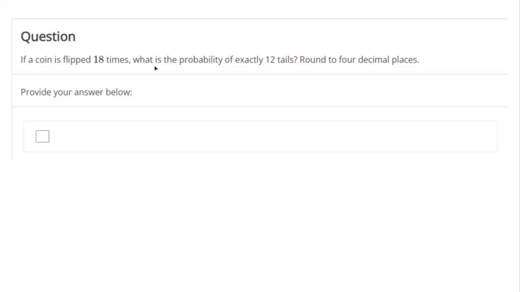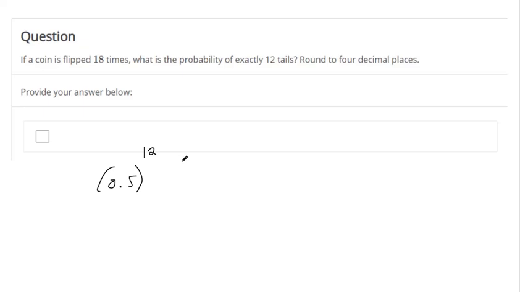So a coin is flipped 18 times. What's the probability that exactly 12 are tails? We know there's a 0.5 chance that we get tails. And since each time we flip the coin, one outcome is independent of the other, we can find the probability of getting 12 tails by multiplying 0.5 by itself 12 times.